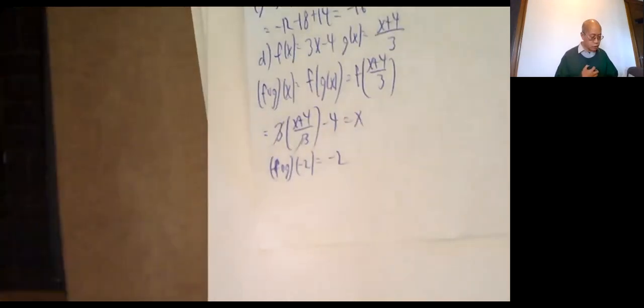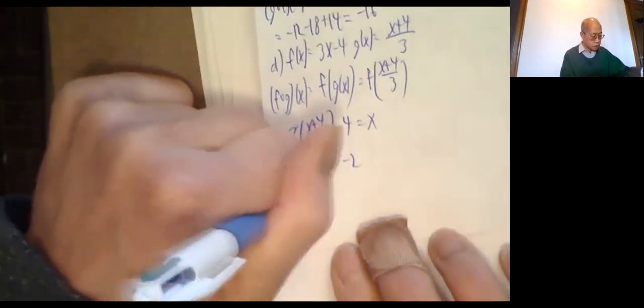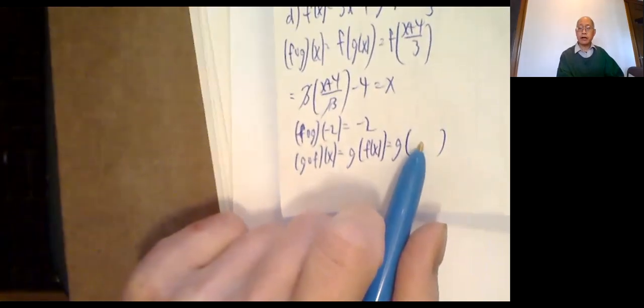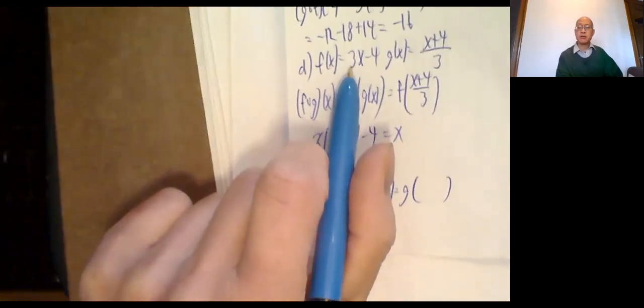Okay, then they want G circle F also. G circle F of X, by definition, is G of F of X. So F of X goes right here, right? So what is F of X? This thing, 3x minus 4.